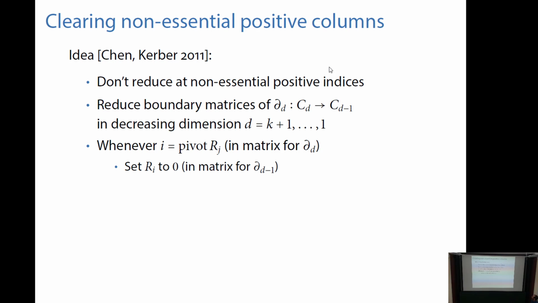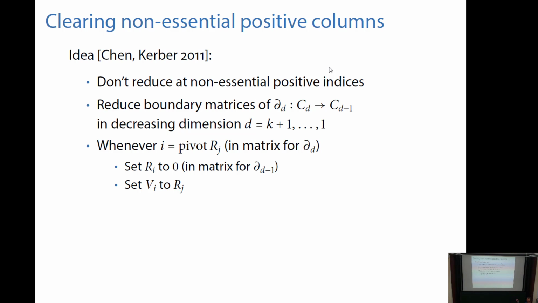Don't reduce at those non-essential positive indices. One way to find out where not to reduce is to not perform the computation in all homology degrees at once, but to start in top dimension and go down. Whenever you find an index that's a pivot of another column, you simply set this column in one dimension lower to 0, because you know that's what you just learned. This is one column you don't have to touch, and it will become 0. What's also important, I think that wasn't observed by Chow and Michael, is that you can even recover the V matrix, the coefficient matrix, because now for this index you simply need a cycle.